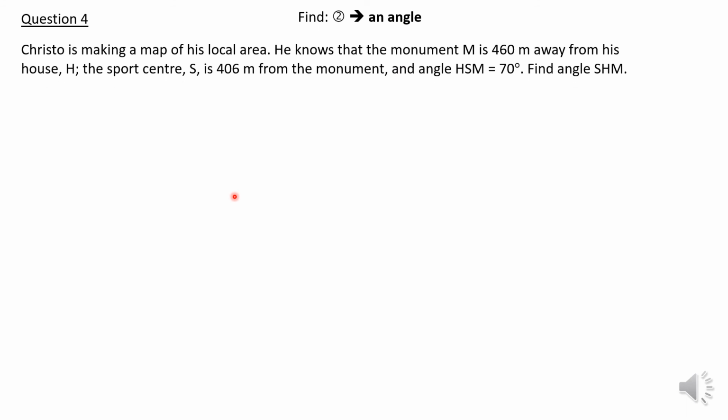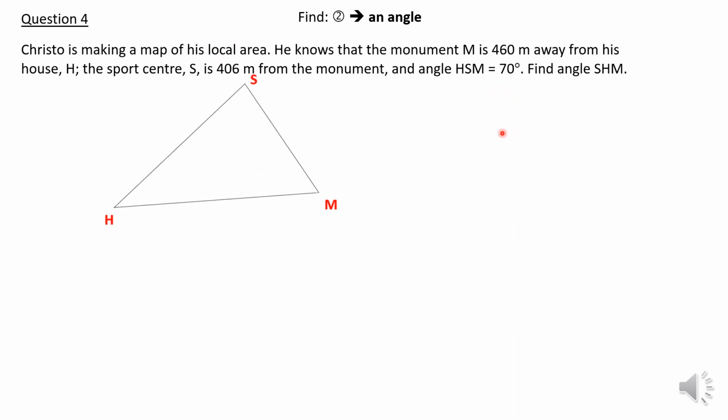So let me bring in a fourth question, and we are still trying to find an angle. We have information given to us. It says that Christo is making a map of his local area, and he knows that the monument M is 460 meters away from his house, H. The sports center S is 406 meters from the monument. Please be careful when you draw your diagram that you don't confuse the measurements here. This is 460 and this is 406. And then they're giving us angle HSM, which is 70 degrees.